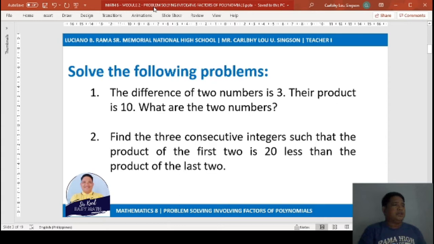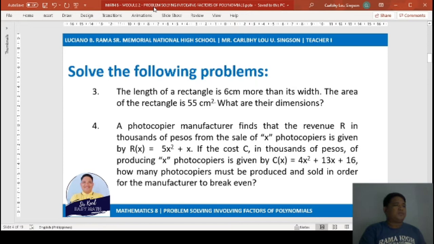The difference of two numbers is 3. Their product is 10. What are the two numbers? Number two, find the three consecutive integers such that the product of the first two is 20 less than the product of the last two. Number three, the length of a rectangle is 6 centimeters more than its width. The area of the rectangle is 55 centimeters squared.